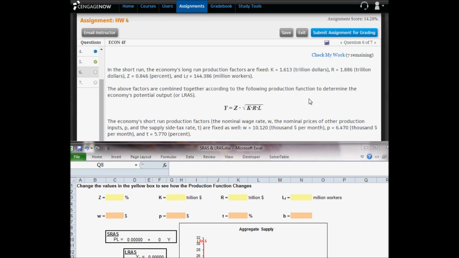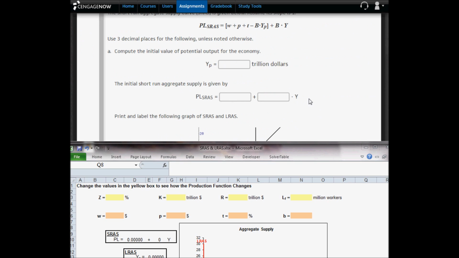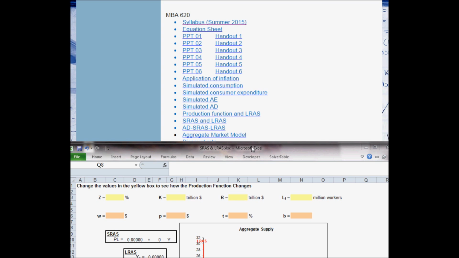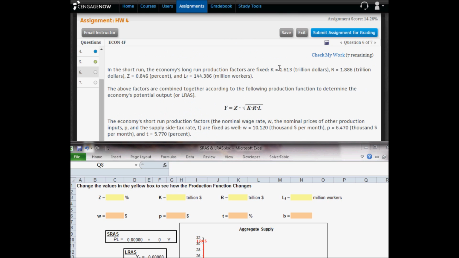In problem 6, we want to derive the long-run aggregate supply curve and the short-run aggregate supply curve. So we're going to go to my teaching webpage under MBA 620 and download short-run aggregate supply and long-run aggregate supply, and I have it right here. So going back to Cengage now, we're going to copy these numbers into Excel.